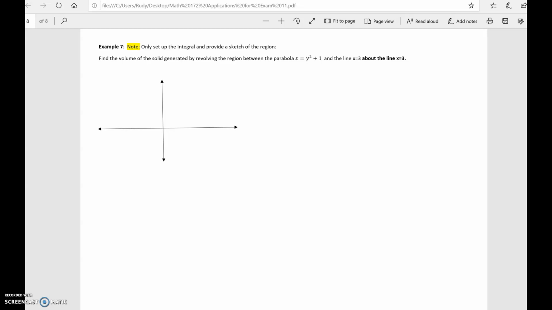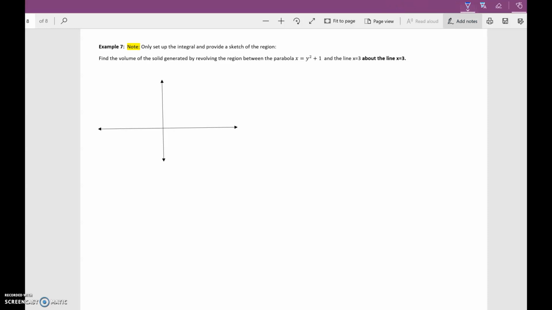Hi class, let's take a look at example 7. Now, in example 7, they've given us specific instructions. If I give you one of these problems that tends to be messy, I may just ask you to set it up and provide a sketch of the region. This is because some of these may be really messy depending on what instructions they're providing. Now, this one is slightly different.